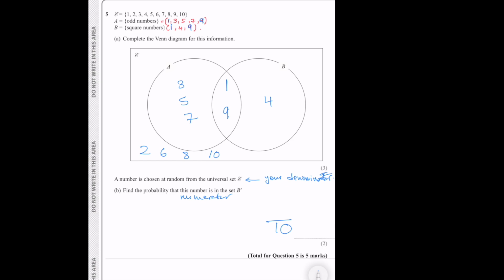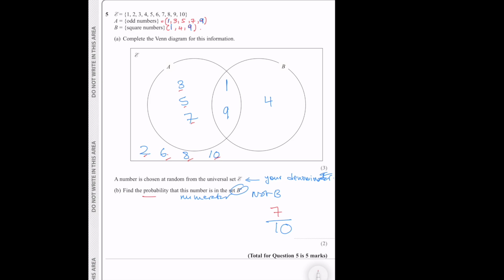Find the probability that this number is in group not B. So this is not B, anything but B. The numbers that are in group not B are 3, 5, 7, 2, 6, 8, and 10. 1, 2, 3, 4, 5, 6, 7. 7 numbers. So the answer is 7 out of 10. And that's the probability that the number is in group not B.